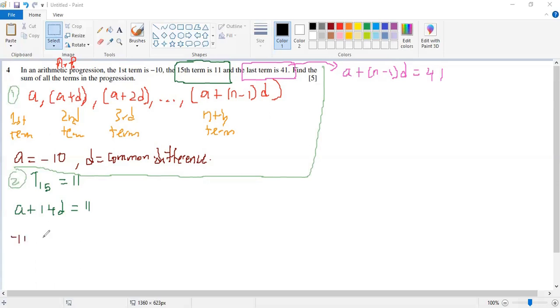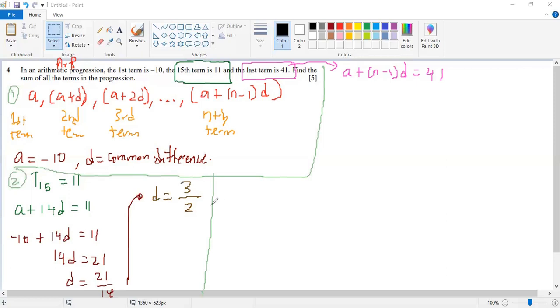So a is -10, plus 14d equals 11. So 14d equals 21 when you bring the 11 plus 10. So d equals 21 over 14, or d equals 7 times 3 over 7 times 2, which is 3 over 2. It's in the denominator.